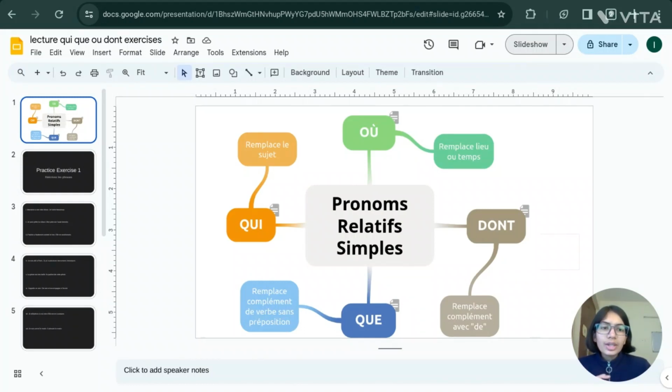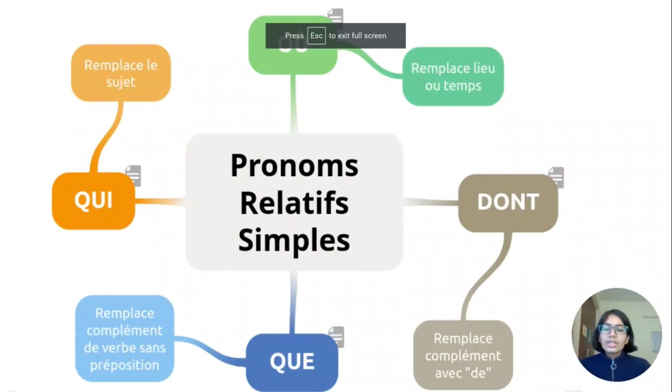Now, I haven't explained Où and Dont in the previous lecture, so I'll be giving a brief analysis of what Où and Dont are, along with Que and Qui also. We'll revise all these four together for a brief moment and then we'll straight away jump on to solving these exercises which will be asked in your exams. So let's get started with the revision first of all.